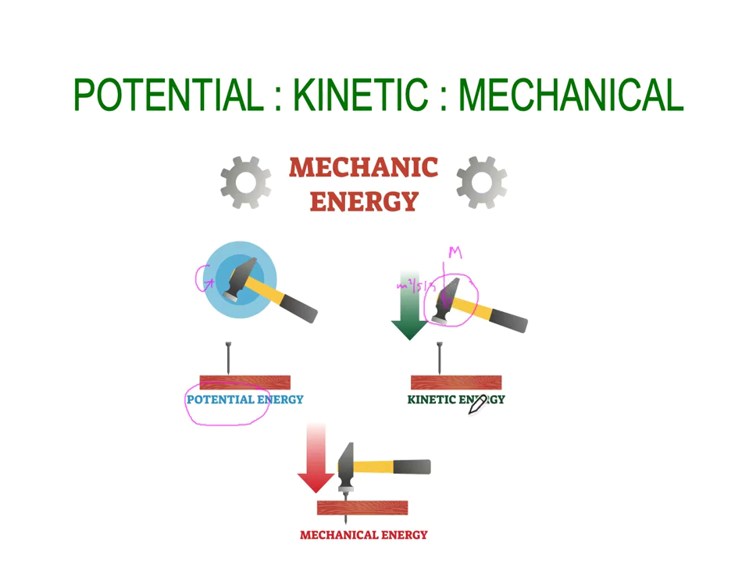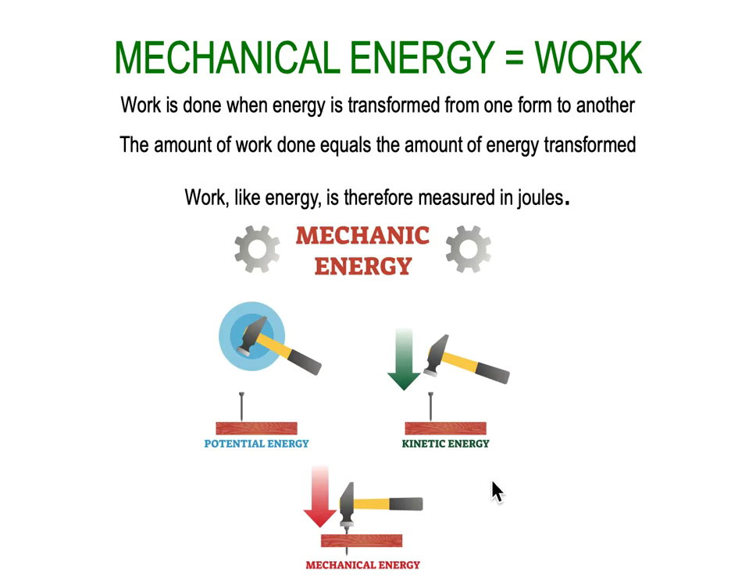And then finally, when the hammer hits the nail and drives it through, then mechanical energy has been expended, force has been applied, and work has been done. So mechanical energy is the same thing as work. Work is done when energy is transformed from one form to another. The amount of work done equals the amount of energy transformed. Work, like energy, is therefore measured in joules.